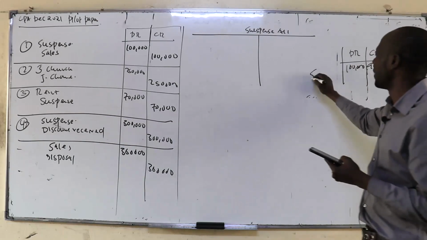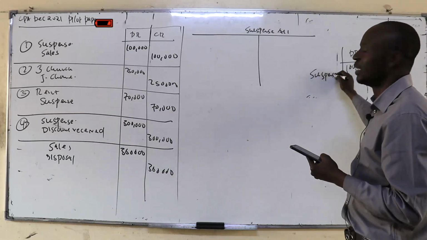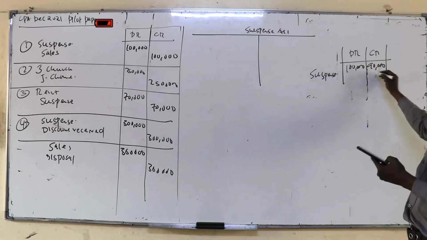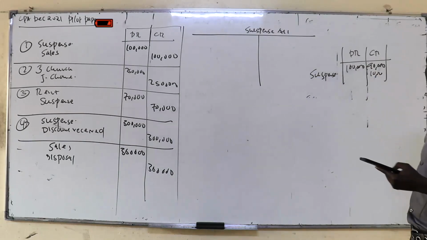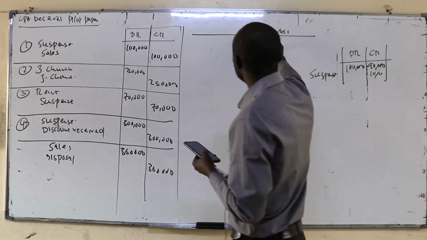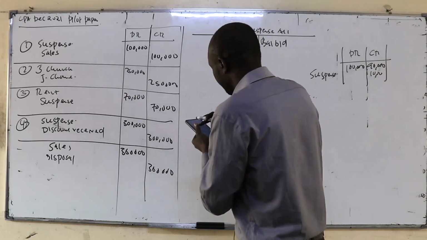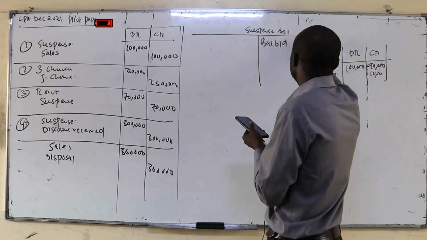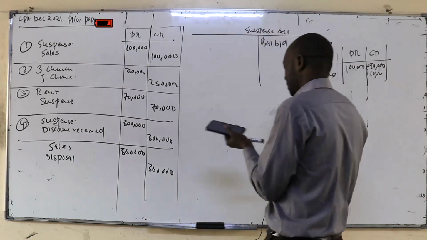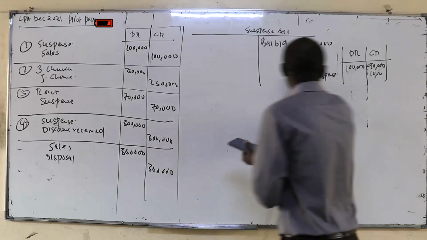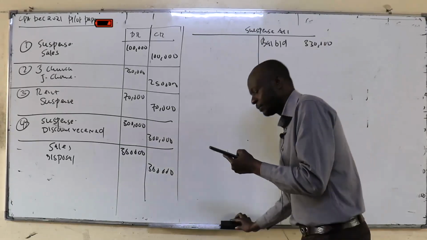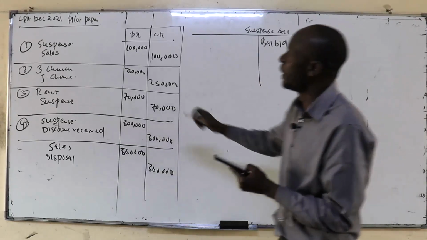So utakuja uandike hapa suspense. Kwa ile side inaonyesha less amount. Utakuja uandike hapa 10. Kama ni debit unaandika side ya debit, si ndio? So hapa balance brought down itakuwa hii side. Balance brought down itakuwa ngapi? 330. So utaandika hivyo.